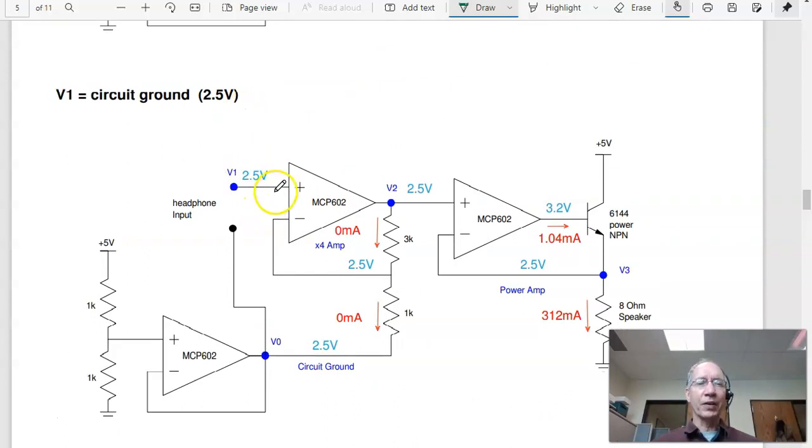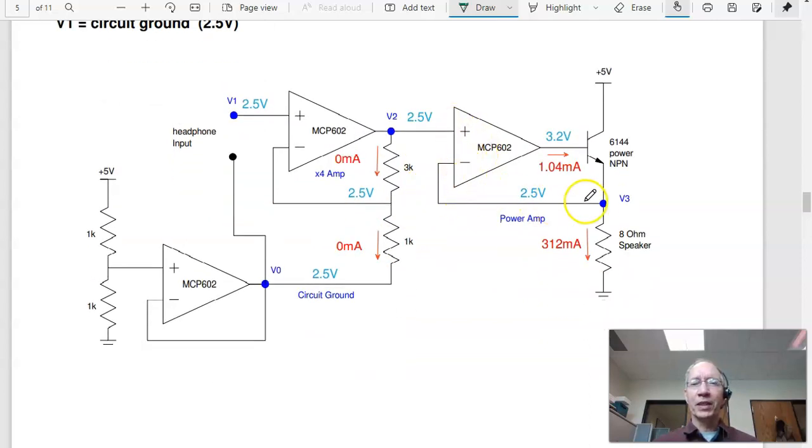When you're at circuit ground, if this is 2.5, that's 2.5. These are the same. The current is 0. This is 2.5. V plus equals V minus, 2.5, 312 milliamps divided by beta plus 1, 1.04 milliamps. Again, I can do it. It's capable of 1 milliamp. The 602 is actually capable of 25 milliamps.